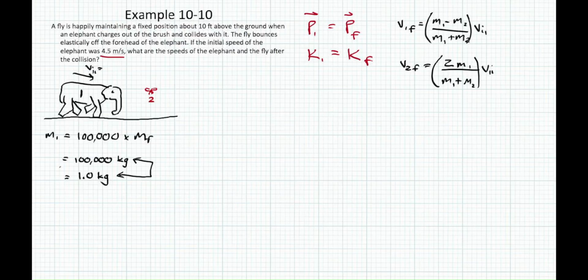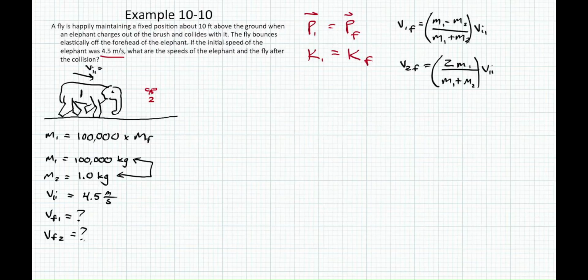Mass 1, mass 1, mass 2. This giant discrepancy in size right here is going to make all the difference. So if the initial velocity of object 1, the elephant, is 4.5 meters per second, we should be able to find the final velocity of object 1, the elephant, and the final velocity of object 2, the fly.